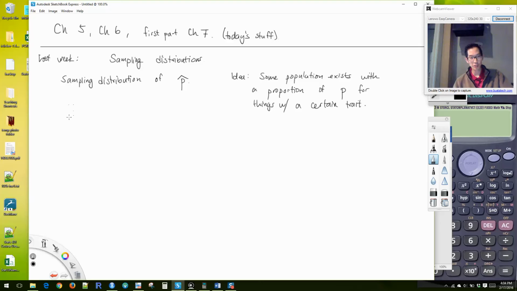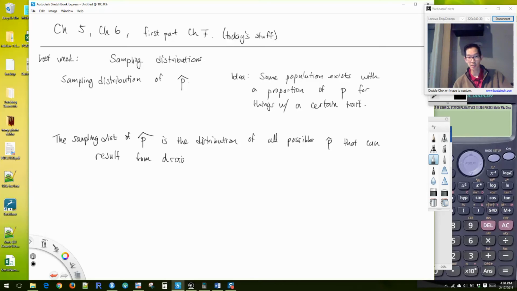The sampling distribution of p hat is the distribution of all possible p hats that can result from drawing a random sample of size n from that population.